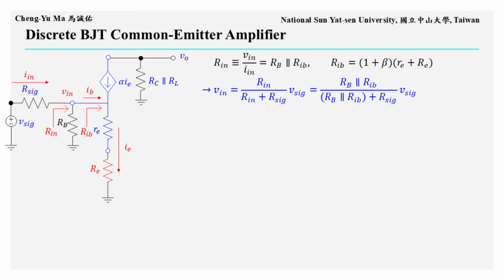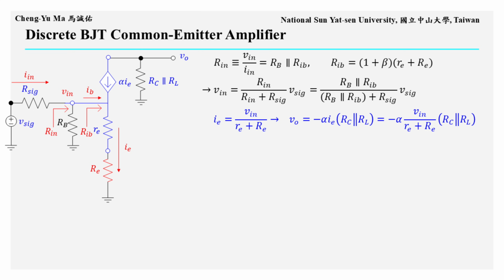After obtaining Rin, the input voltage is found by voltage division. Vin equals Rin over Rin plus Rsig multiplied by Vsig. Since Rin is Rb in parallel with Rib, this can also be written as Rb in parallel with Rib, divided by the quantity Rb in parallel with Rib plus Rsig, multiplied by Vsig. Once Vπ is known, the emitter current IE is Vπ divided by re plus Re.